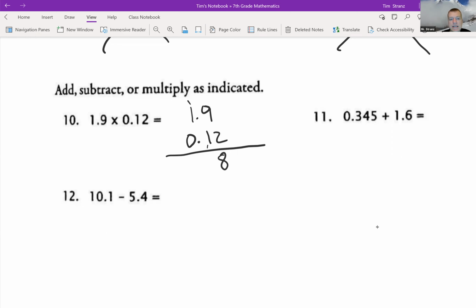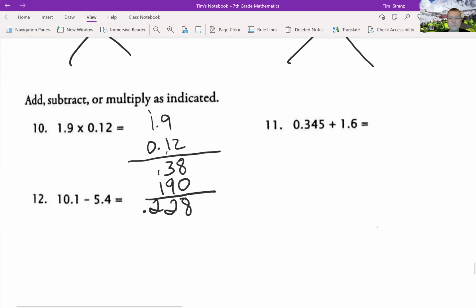2 times 9 is 18. That's 2, 3. Placeholder. 1 times 9 is 9. 1 times 1 is 1. Add these together. And I have 3 decimal places. So 1, 2, 3. So 0.228. All right, let's go to number 11.